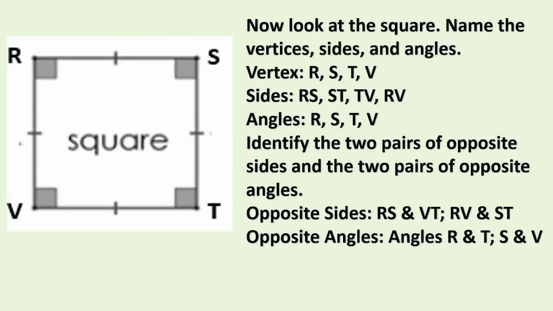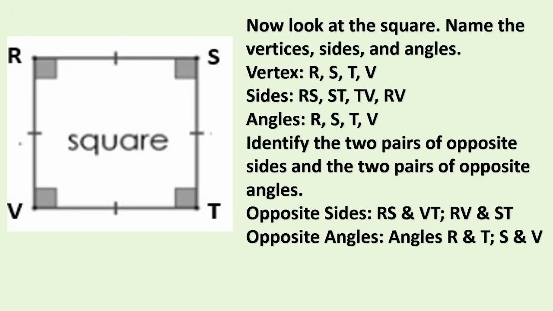Now look at the square. Name the vertices, sides, and angles. So the vertices R, S, T, and V. Sides: line RS, line ST, line TV, and line RV. Angles: angle R, angle S, angle T, and angle V. Identify the two pairs of opposite sides and the two pairs of opposite angles.